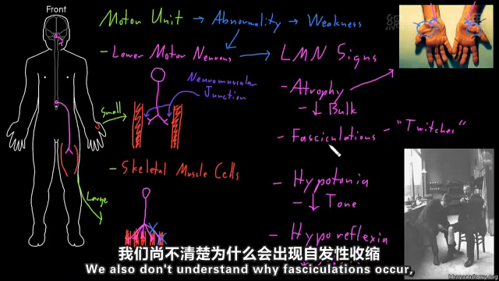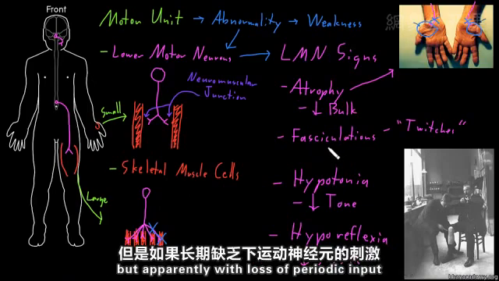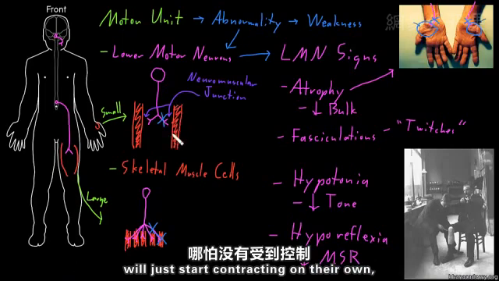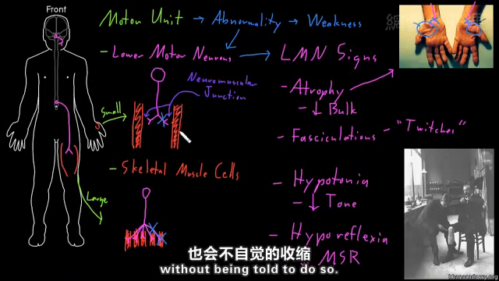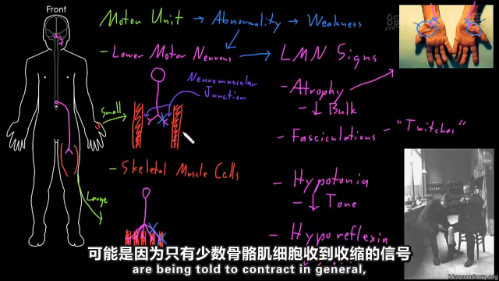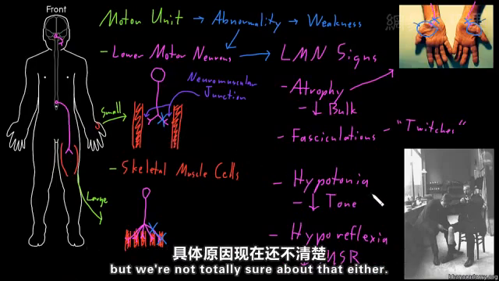And we also don't understand why fasciculations occur. But apparently, with loss of periodic input from lower motor neurons, some skeletal muscle cells will just start contracting on their own without being told to do so. Hypotonia is probably just because less skeletal muscle cells are being told to contract in general, but we're not totally sure about that either.